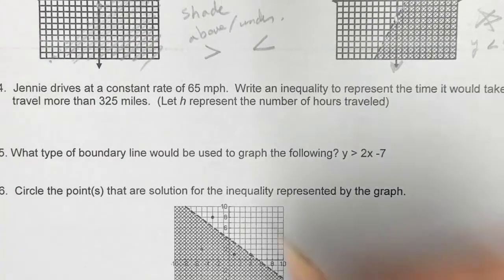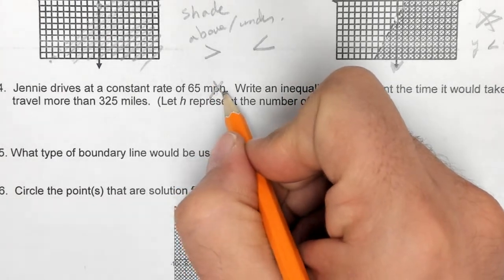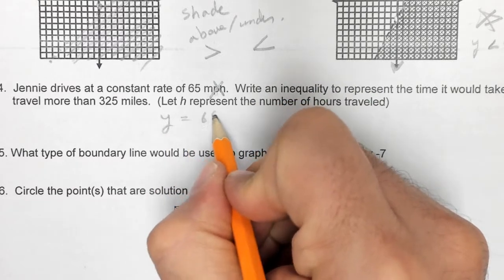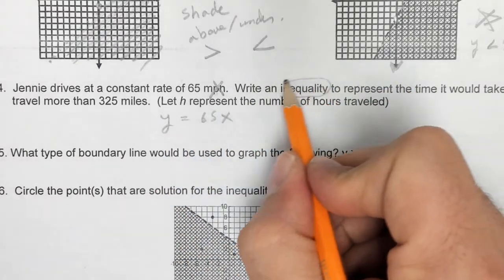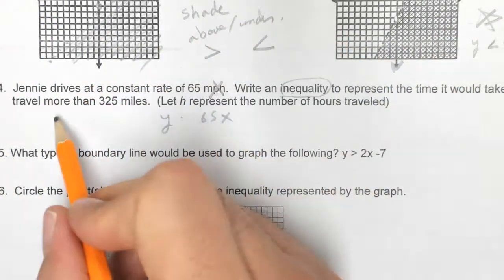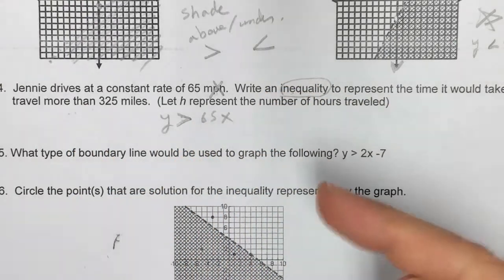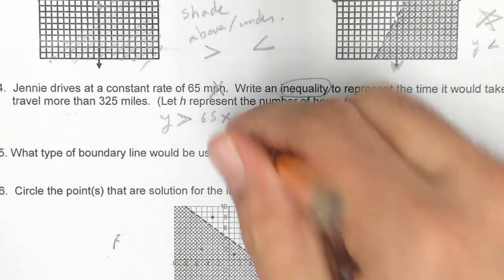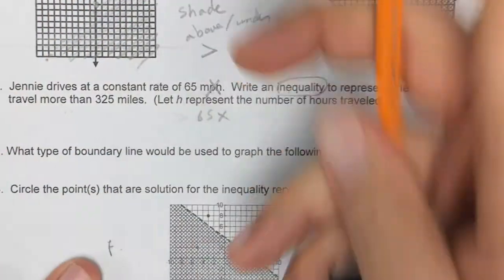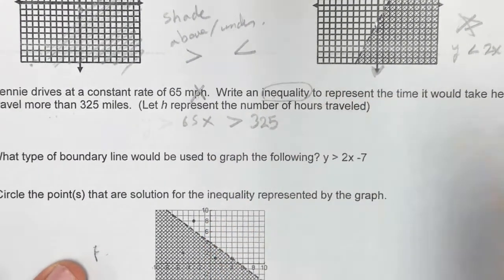Alright, Jenny drives at a constant rate of 65 miles per hour. They try to hide the word per right there, but that's y equals 65x. But then they say something about inequality, which means I can't use an equal sign. It takes her to travel more than, so they actually want us to use more than. And then they tell us how much more than: more than 325 miles. So I'm going to go to the end right here and put more than 325 miles. Just like that.